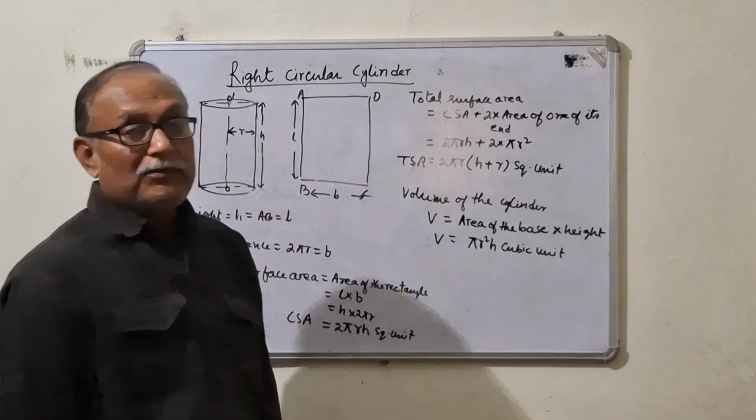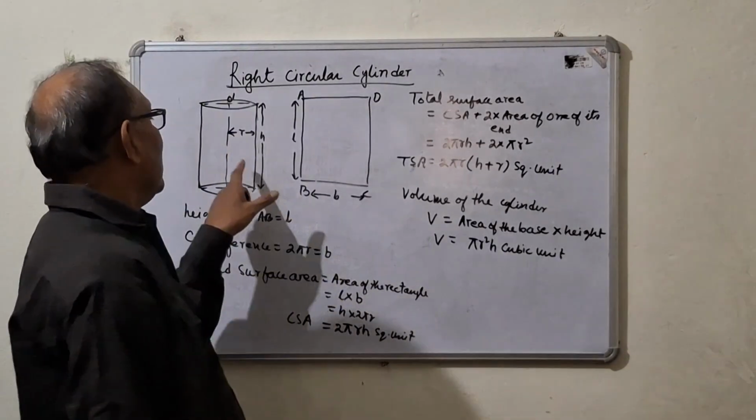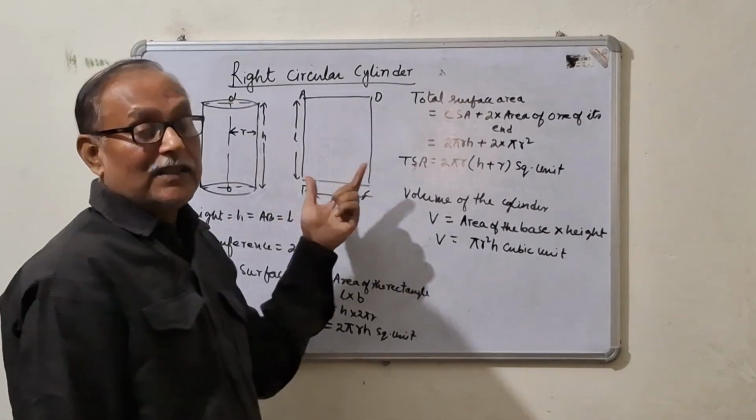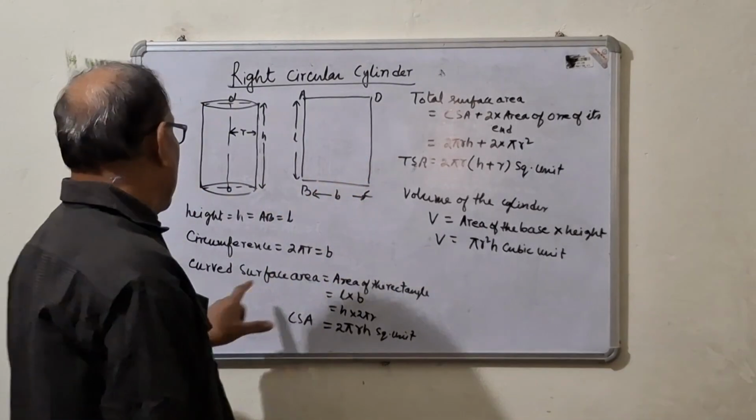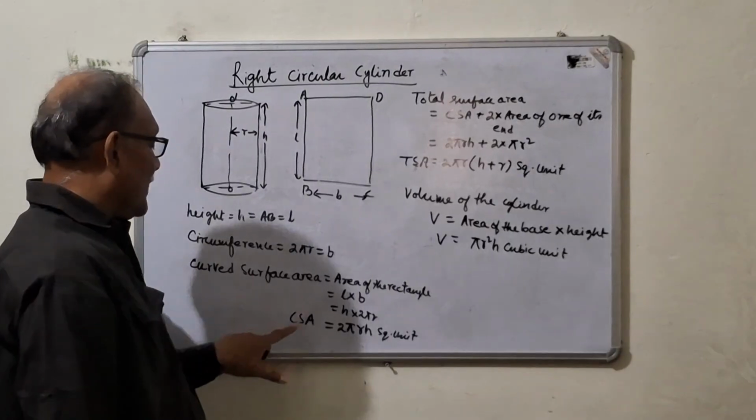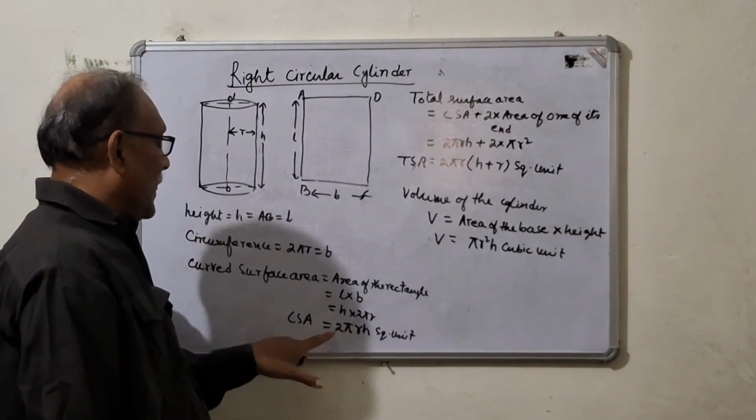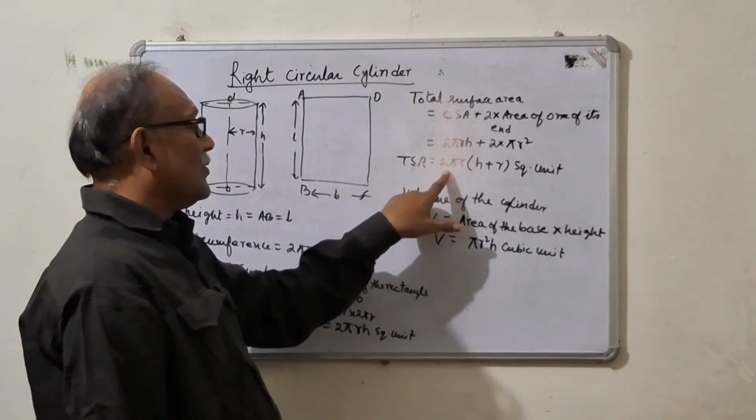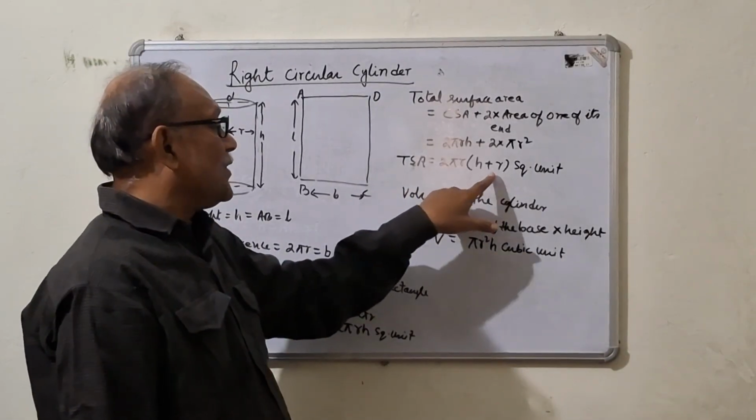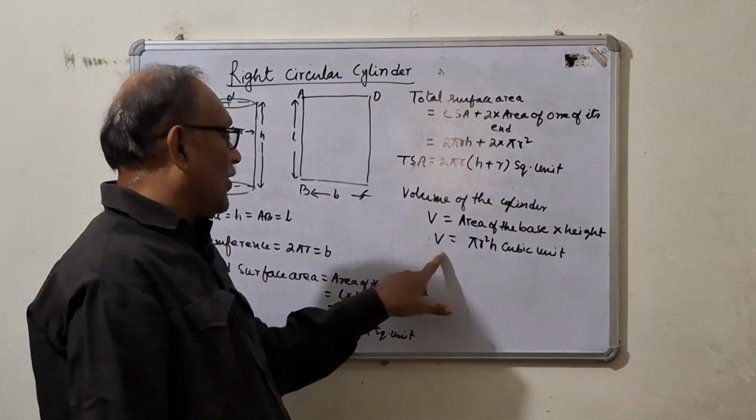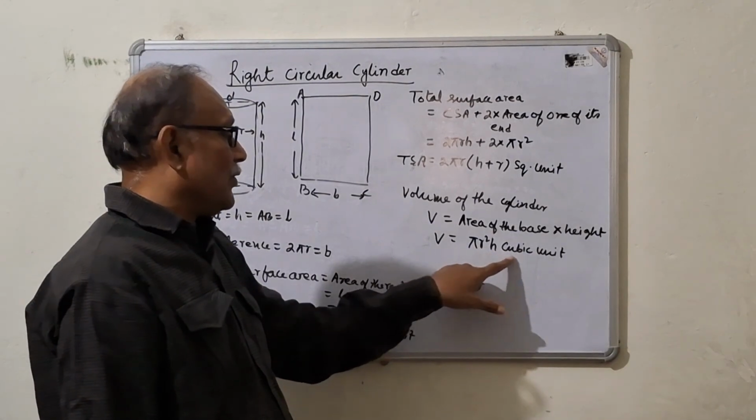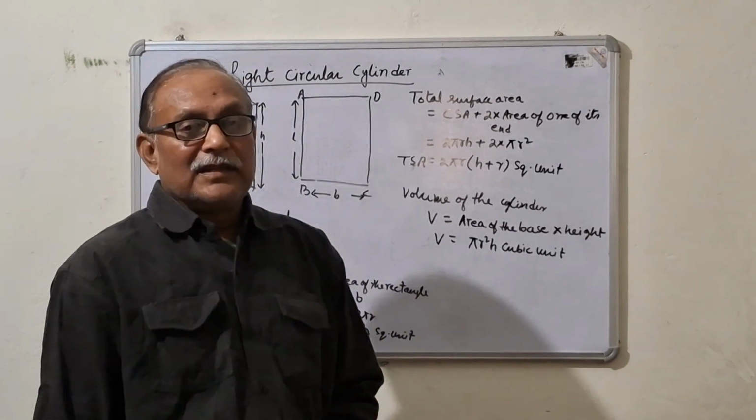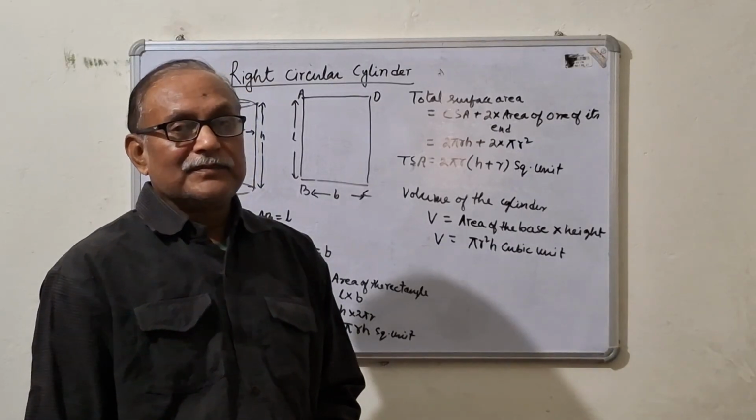So in this video we have discussed what a right circular cylinder is and how it is generated, and we have discussed the curved surface area, which is equal to 2 pi rh square unit, total surface area, which is equal to 2 pi r within the bracket h plus r square unit, and volume, which is equal to pi r square h cubic unit. This is all about this video.